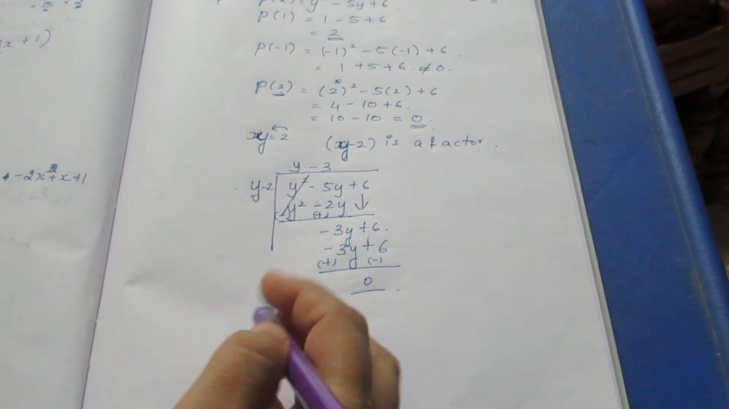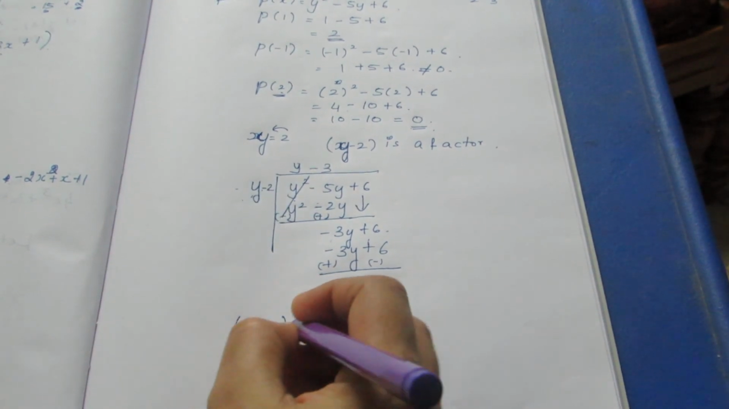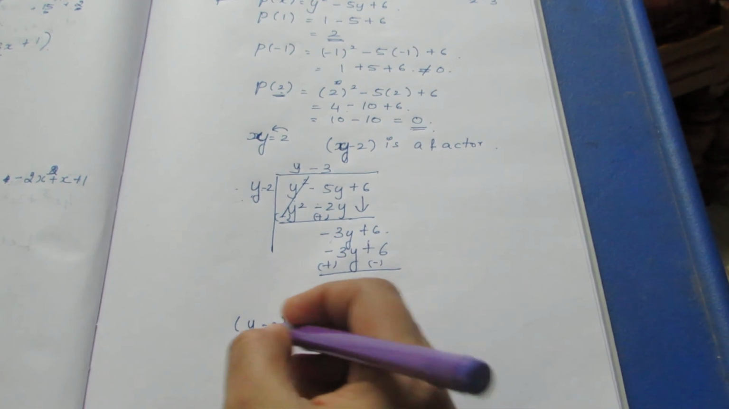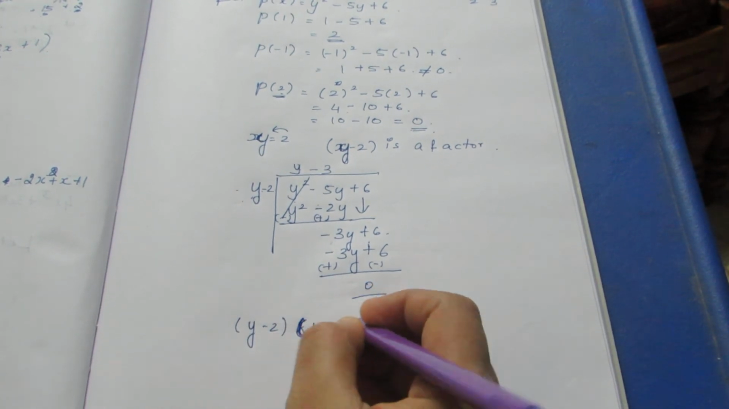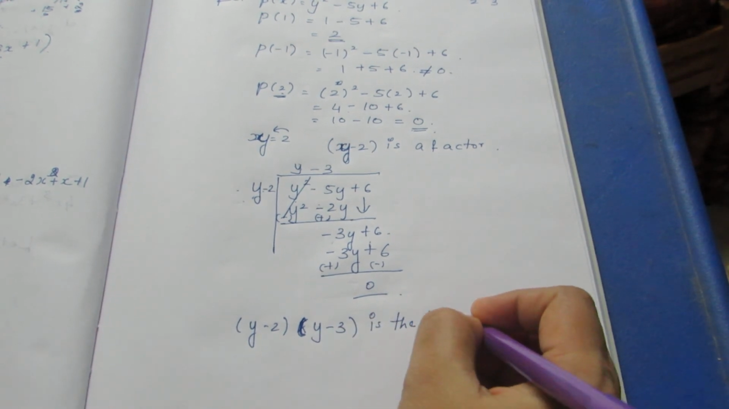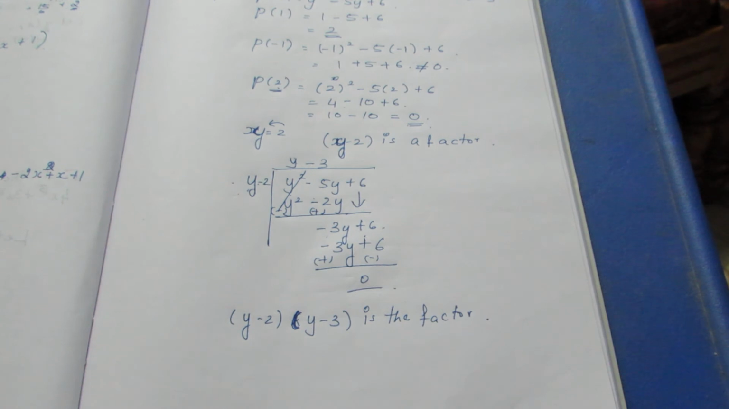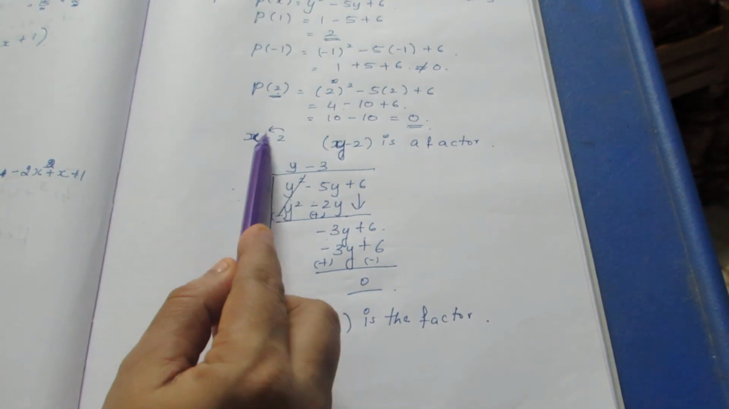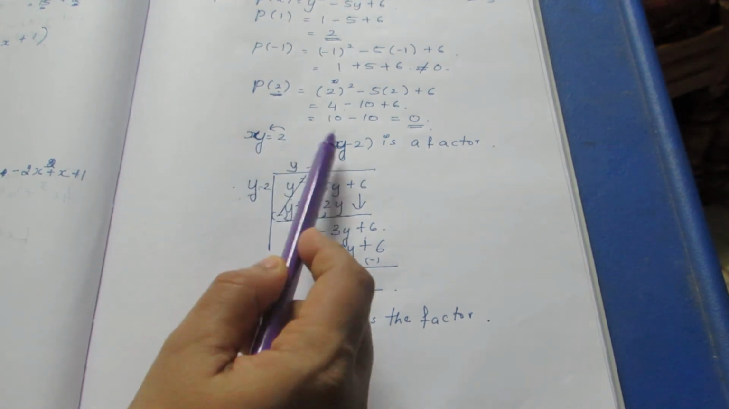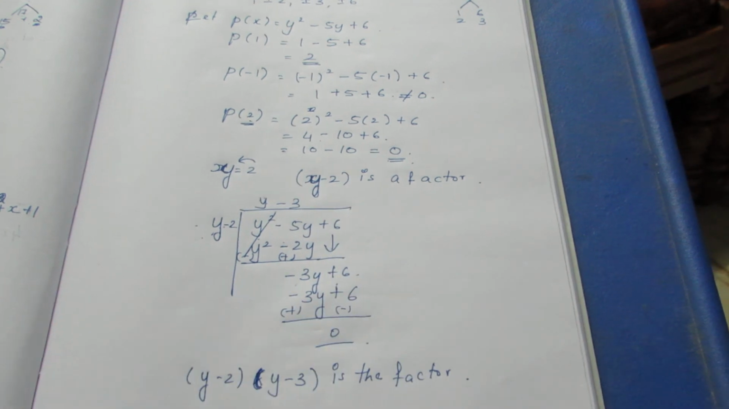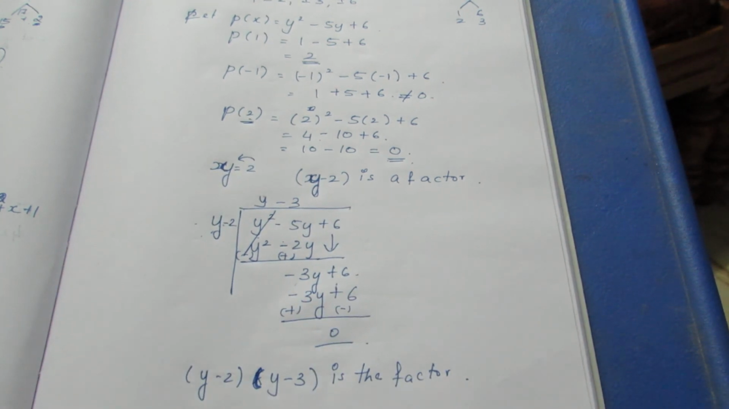So you can write this as y minus 2 and y minus 3. We need to factorize, right? So write it as a product: y minus 2 into y minus 3 is the factor. Remember that you need to put y equal to 2 and bring the term over to one side, so y minus 2 is a factor. People make mistakes over here. So y minus 2 into y minus 3 is the factorization of the given polynomial.